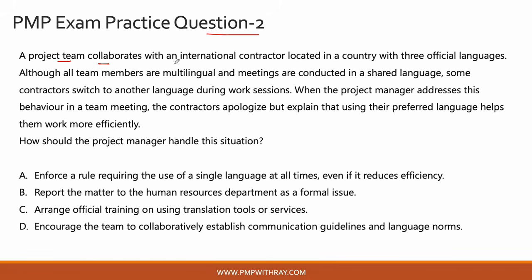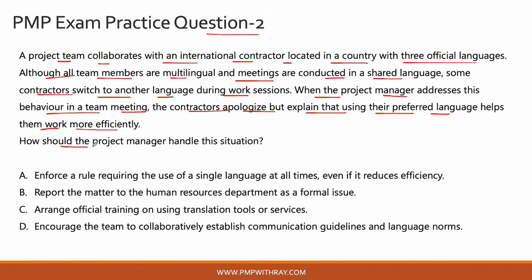A project team collaborates with an international contractor located in a country with 3 official languages. Although all team members are multilingual and meetings are conducted in a shared language, some contractors switch to another language, which is probably their local language, during work sessions, which is very natural and very normal as well. When the project manager addresses this behavior in a team meeting, the contractors apologize but explain that using their preferred language, their local language, helps them to work more efficiently. How should the project manager handle this situation?